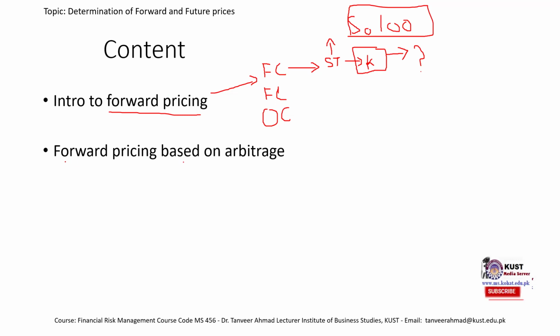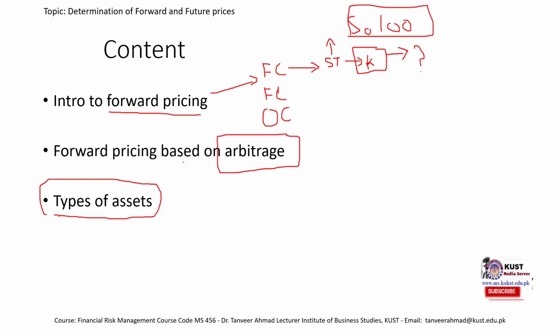Then we are going to introduce you to the theory behind this concept of forward pricing, which is based on arbitrage. And lastly, we are going to discuss different types of assets. We classify assets, and there are different types of classifications. But in this lecture, we are particularly going to classify assets into investment and consumption assets. And that is because for each type of asset, the process of calculating or estimating the forward price would be different. So let's get started.